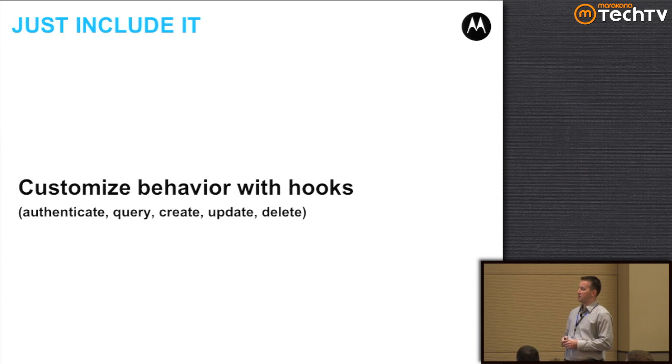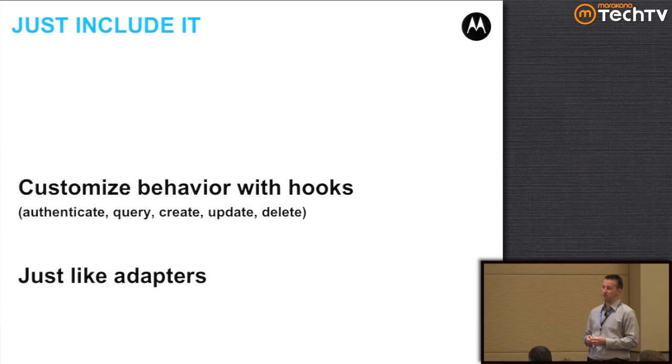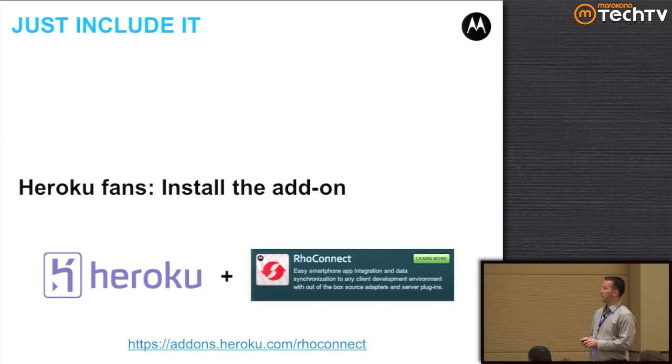And these are all the available hooks you have. You have an authenticate hook, which will receive the device's username and password and lets you authenticate the user in your backend system. Your RhoConnect server doesn't know anything about authentication at this point. It's just forwarding on the credentials to your web application. And then you get create, query, update, and delete hooks as well. So you could effectively write a source adapter inside of your model if you wanted to, just like adapters.